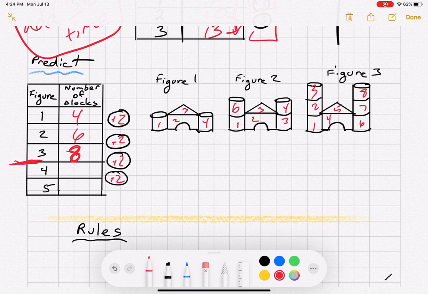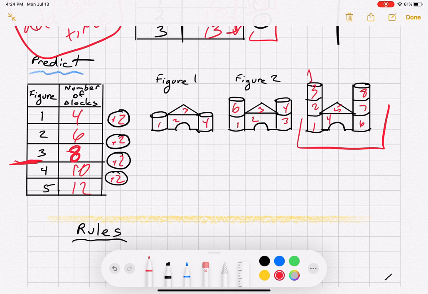Okay, so make a prediction. What do you think figure 5 would look like if we were going to draw it all out? So we're only adding to our towers, right? So let's think about this. Figure 4 then, I would add 2. So that would be 10. And then figure 5 would be 12.